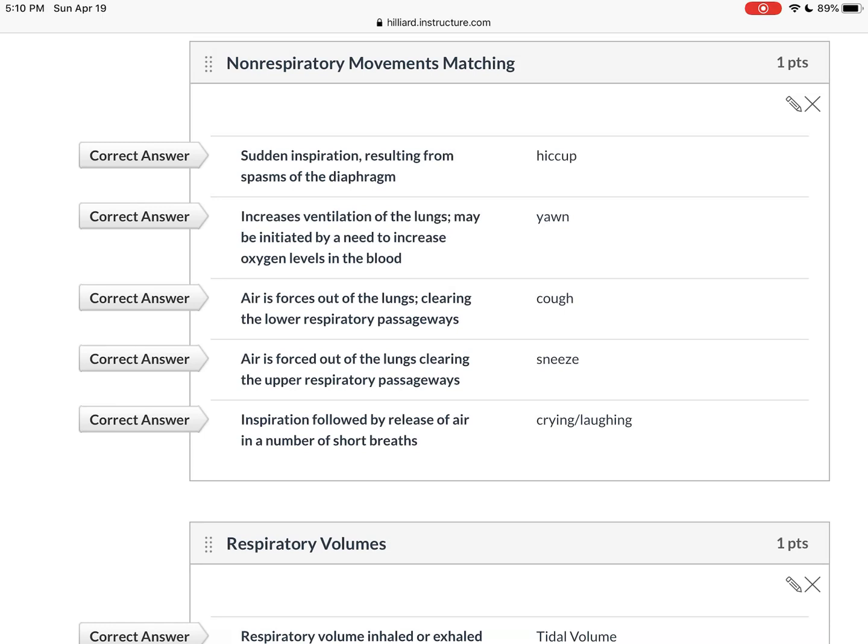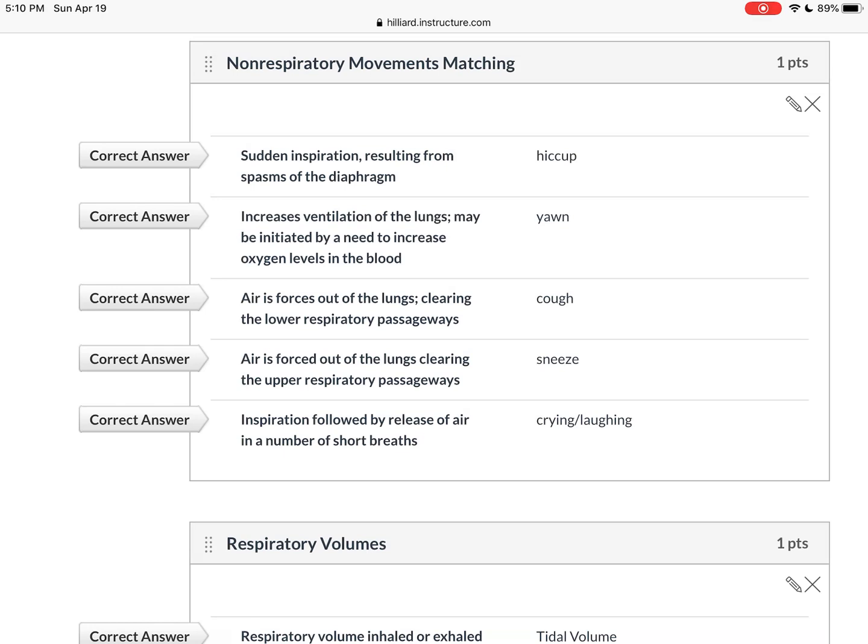If the diaphragm suddenly moves up quickly, it's going to force air out quickly, and that's what a hiccup is. Yawn, they don't really know exactly why we yawn. Sometimes if you go to Mythbusters, we'll talk about yawns and whether or not yawns are contagious. Maybe we'll check one of those out this week.